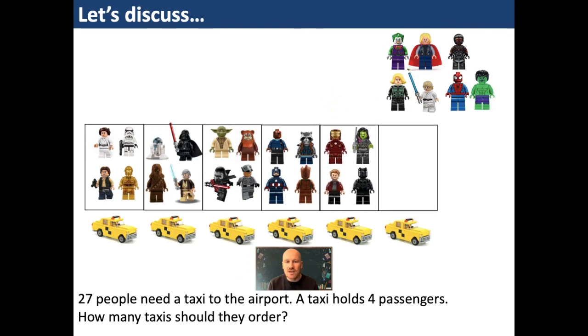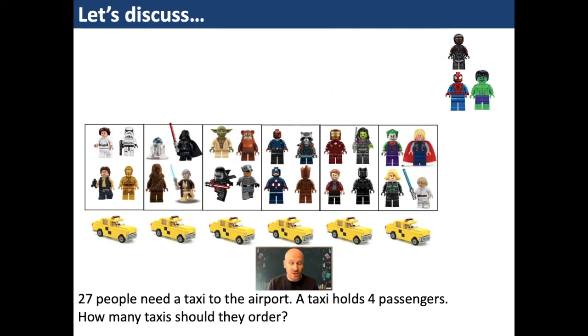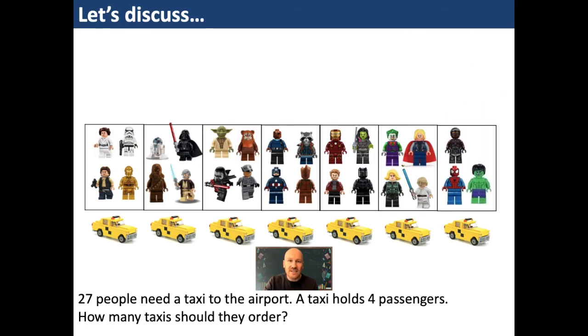We've got 6 taxis ordered so far, just like we got the answer to each of the previous problems, and we've got our 3 remaining. Now this time, those 3 people still need a taxi, which means we're going to have to order a 7th taxi for the 3 of them. Now that we've done that, all 27 people can get to the airport, and we've needed 7 taxis in order to do it.